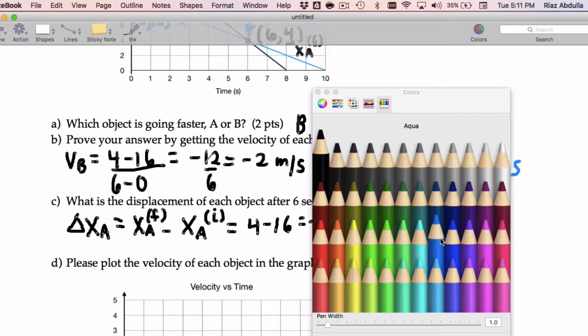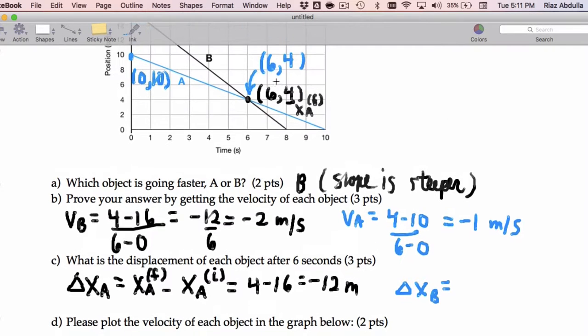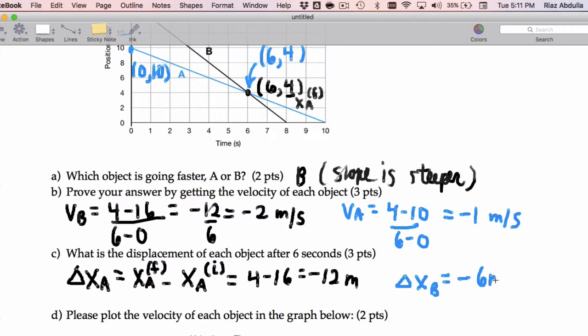I've done enough of these calculations that I'm just going to go ahead and actually write down delta xB. I'd want to see the work for at least one of these, though. That's going to be negative 6 meters.